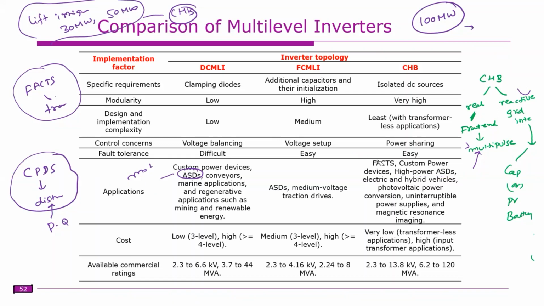So next we have electric and hybrid electric vehicles. For electric vehicles also, the CHB is one of the suitable choices. So we have photovoltaic power conversion. That is also a good area for CHB. You have uninterruptible power supplies, and magnetic resonance imaging, MRI scanning, right? You're aware of MRI scanning, right?